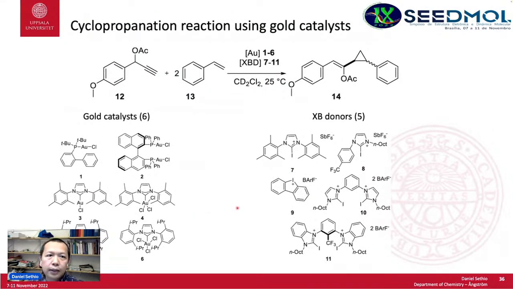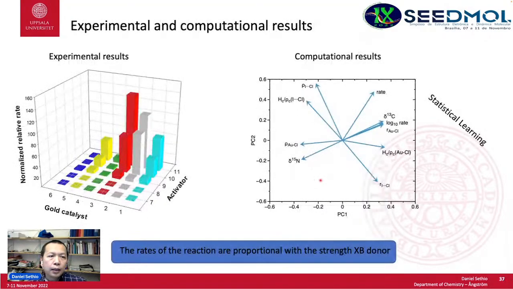So here, in this case, we use a cycloisomerization reaction as a test reaction for gold catalysis. We use 6 different gold catalysts and 5 different halogen bond donors. In the experiment, we measure the relative rate of different gold catalysts and activators.